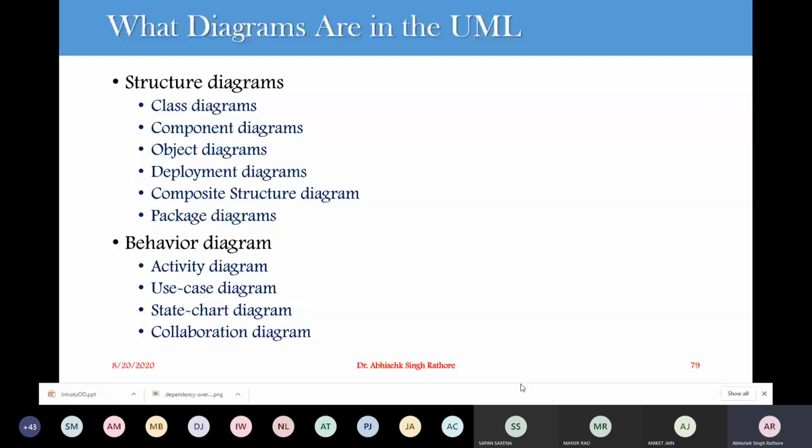When we are going for package, a package is a model element that is used to group together the other model elements. Then we are going for the behavioral diagram. We are having different types of behavioral diagram available. First is an activity diagram that shows a flow of activity within a system. You often use this to describe your business process.